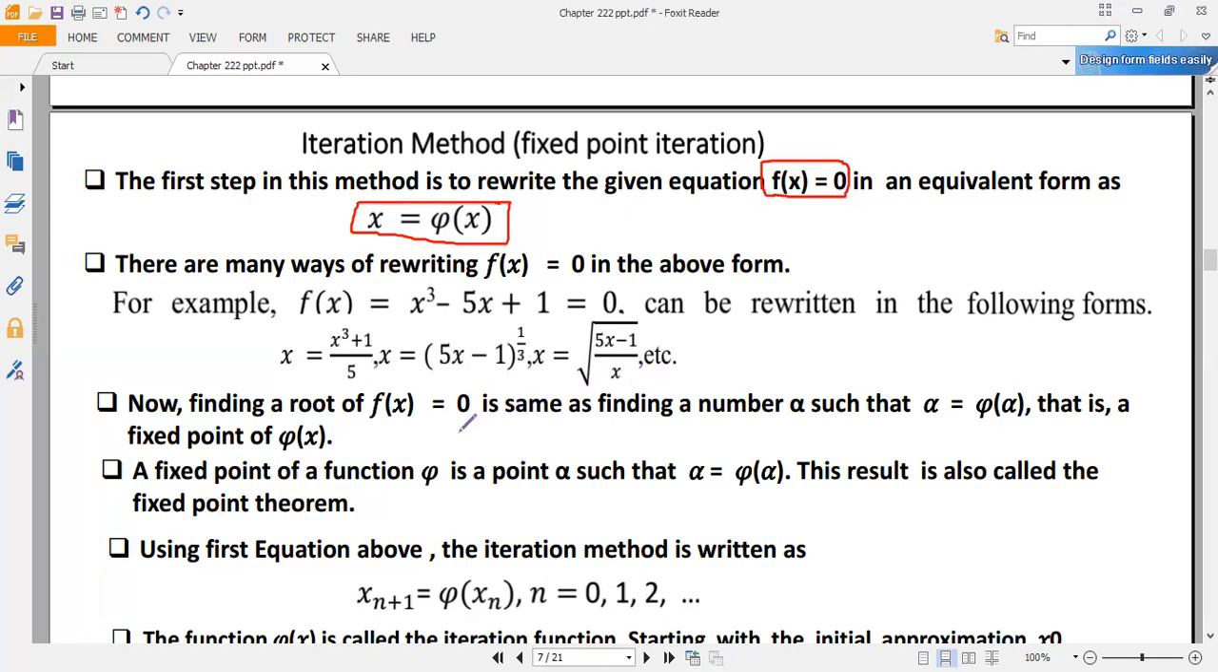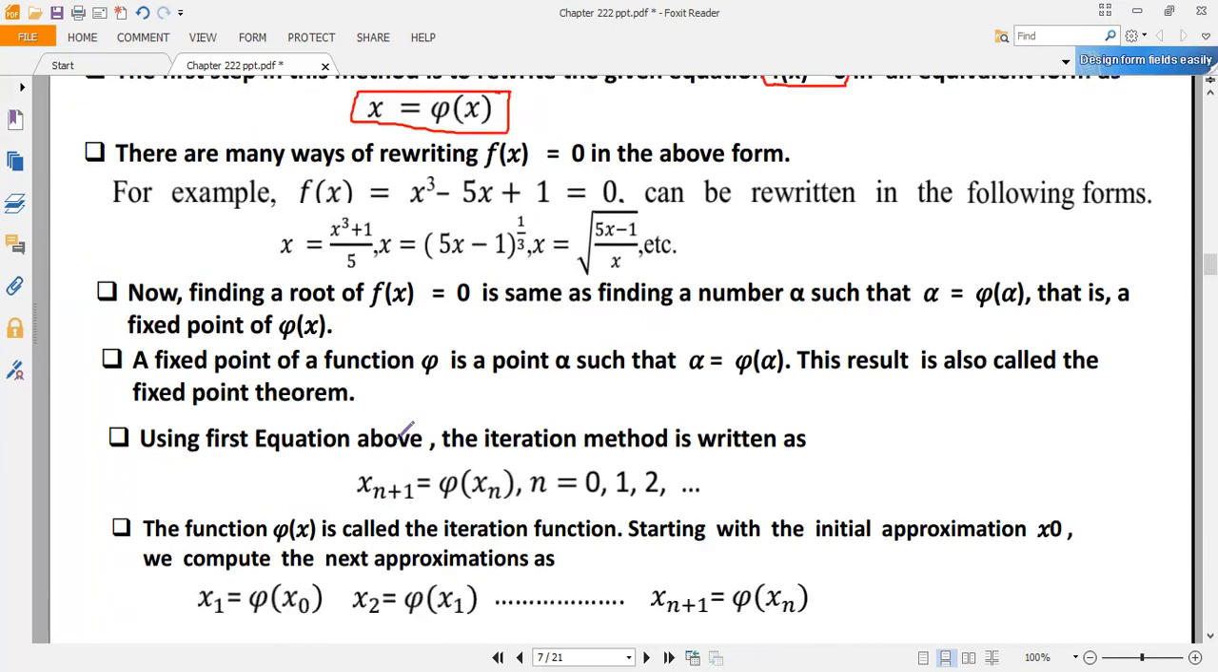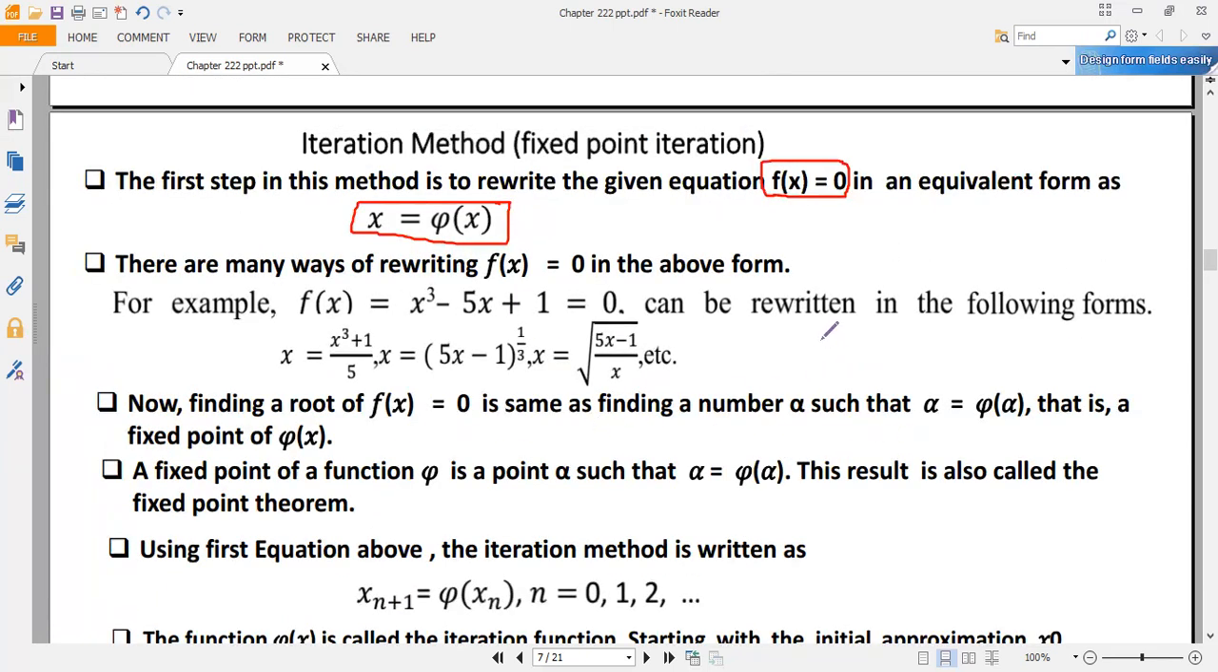And let's see, we should find a φ that satisfies a condition. We need one function, one of these, which satisfies this condition: the absolute value of the derivative of this φ should be less than one. So if we get at least one of these satisfying this condition, then we take that function as an iterative function, and we can use it for finding the successive approximations using fixed point iteration.